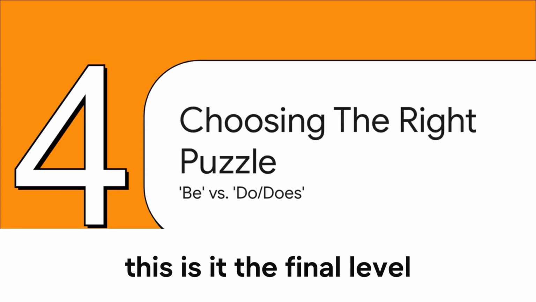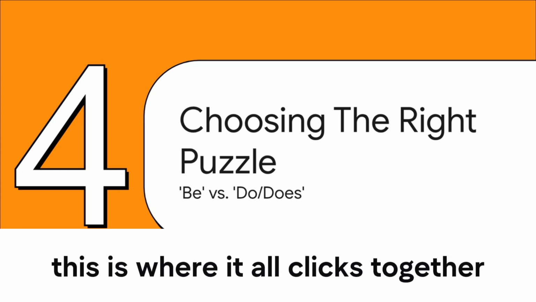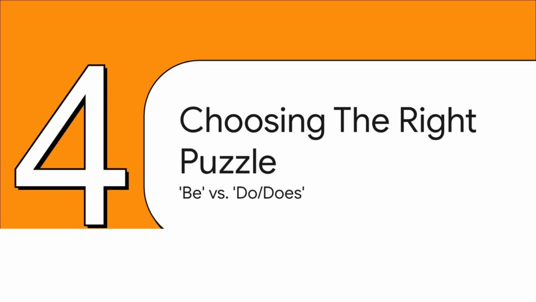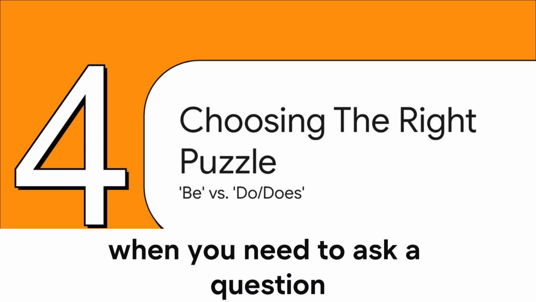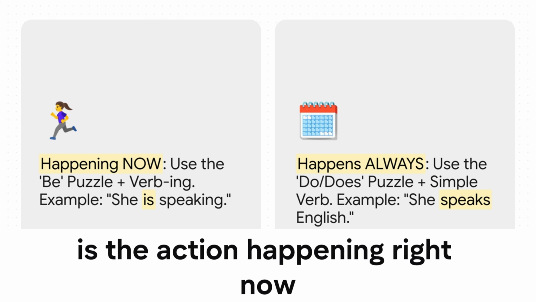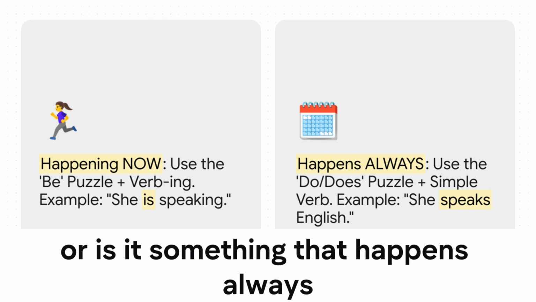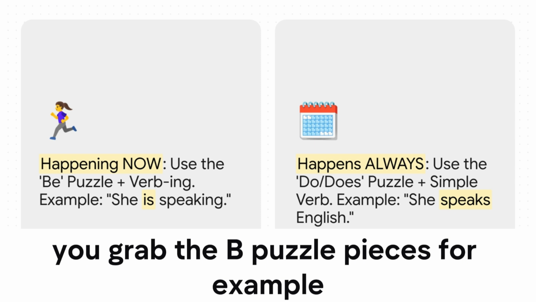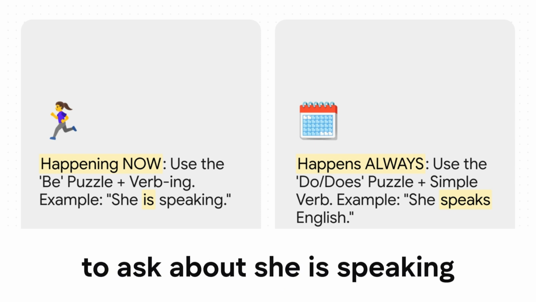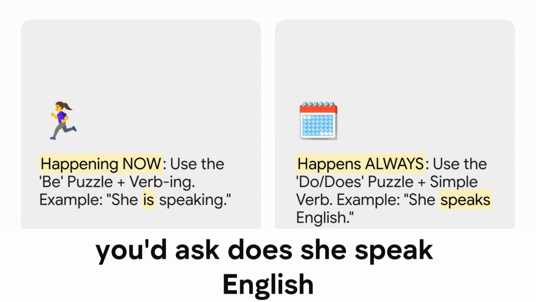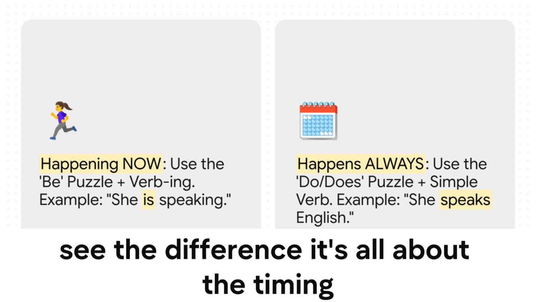Okay, this is it. The final level. This is where it all clicks together. So we've got our B puzzle set, and we've got our do-does action puzzle set. But how do you know which box to open when you need to ask a question? And here is the secret. It really all comes down to one simple idea. Is the action happening right now? Or is it something that happens always, like a habit or a fact? If it's happening now, you grab the B puzzle pieces. For example, to ask about she is speaking, you ask, is she speaking? But if it's a routine or a fact, like she speaks English, you grab the do/does puzzle. You'd ask, does she speak English? See the difference? It's all about the timing.